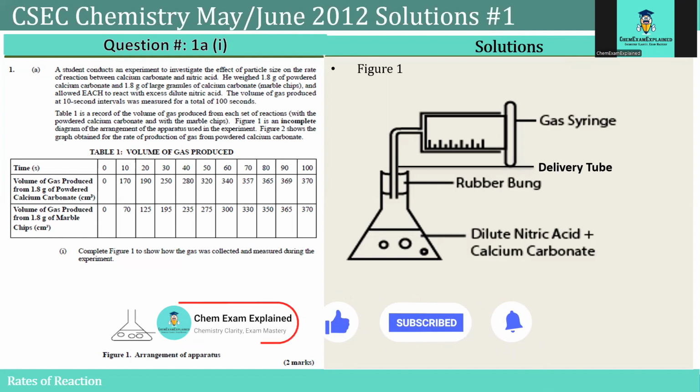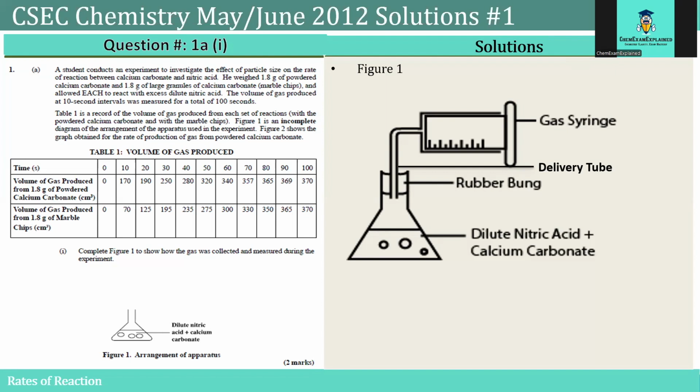In today's video, we will be looking at CSEC Chemistry, May-June 2012, question number 1. That is data analysis. This topic is on rates of reaction. Let's go. 1A. A student conducts an experiment to investigate the effect of particle size on the rate of reaction between calcium carbonate and nitric acid.